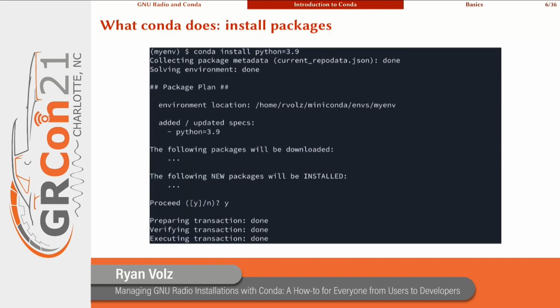Another thing you can do with the conda command is install packages. So from within an environment, you can type conda install and then the name of the package, in this case Python, and we're specifying that we want it equal to version 3.9, and it'll present a plan for which packages it wants to download and install, and if you approve, it will install those into your environment.